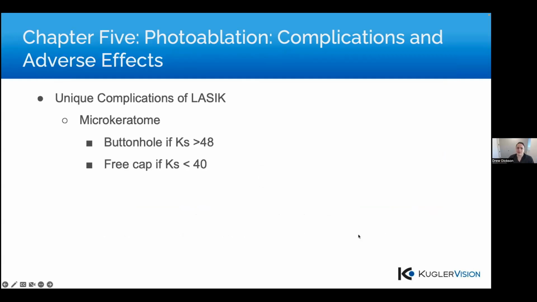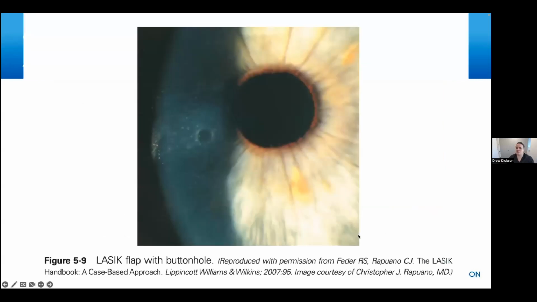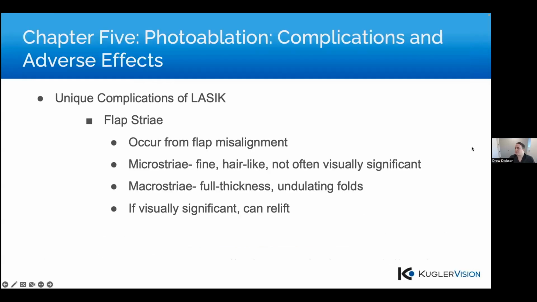Unique complications of LASIK: we talked about buttonholes and free caps with a microkeratome. There's a picture of a buttonhole. You can see just that little hole that was created by the microkeratome flap. Flap striae occur from flap misalignment when you're replacing the flap after ablation. There are microstriae, which are very fine and hair-like, not often visually significant, or there are macrostriae, which are full thickness flap and cause these undulating folds.